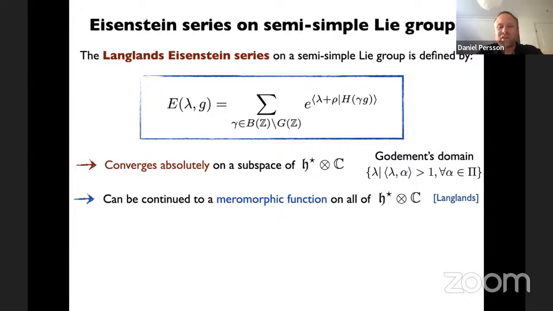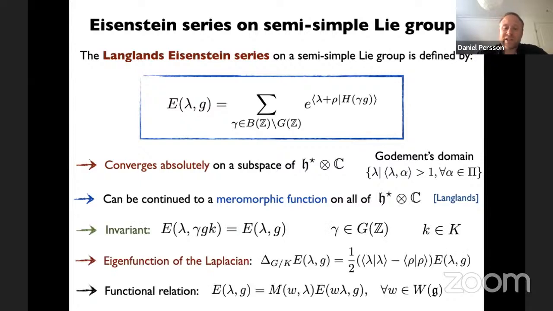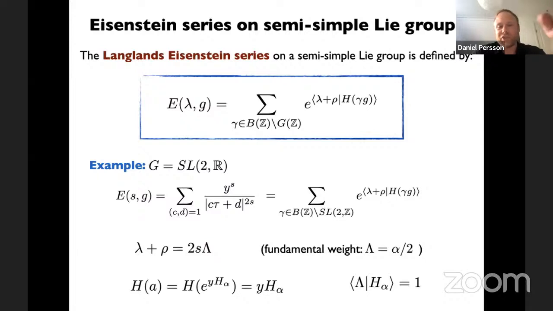So this is a lot to take in, but I just want to state some more properties before I give an example. So there's a condition on convergence. Before, we had the convergence when the real part of s was sufficiently large. Now there's also something called Godement's domain, where this converges. And it's a famous result of Langlands, who proved in more generality, that you can continue this to a meromorphic function on the entire complexified weight space. It is invariant under this arithmetic subgroup on the left. It is invariant under the maximal compact subgroup on the right. It's an eigenfunction of the Laplacian with a specific eigenvalue, and it satisfies a functional relation like this. So these are known properties of this Eisenstein series that you can find in Langlands' 270-page manuscript. It's not so easy to read. But just for this purpose here, it's useful to just look back at our example.